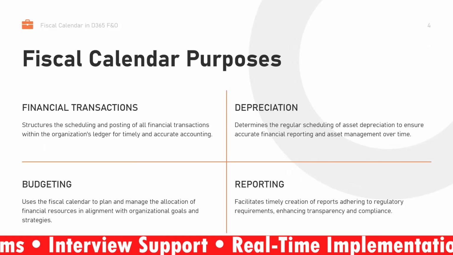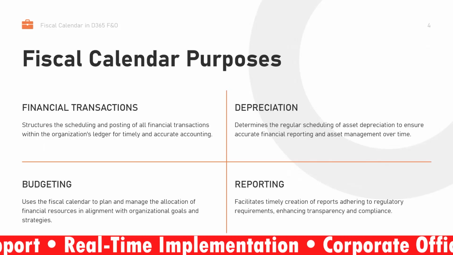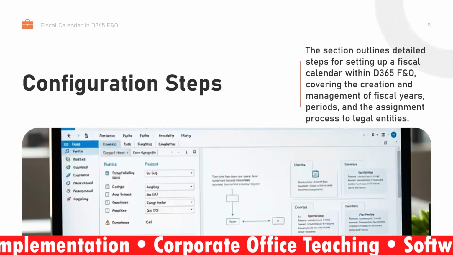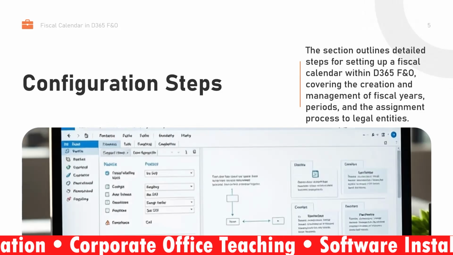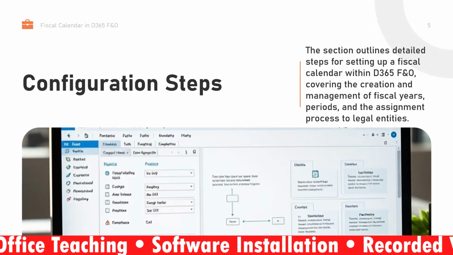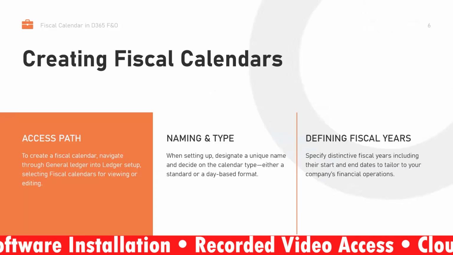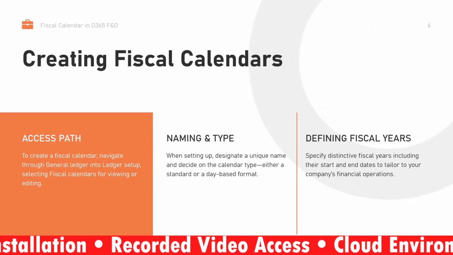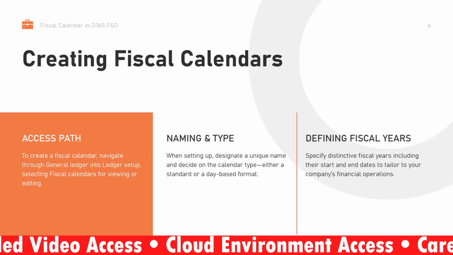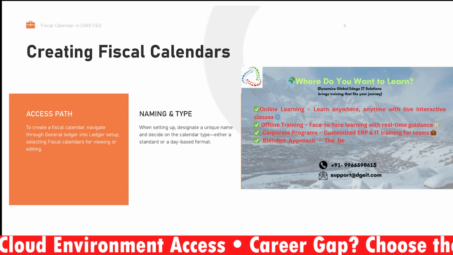And reporting requirements: when you generate a report, you need full information on the time intervals, from and to dates, that we are going to use. Configuration steps: when you want to configure your fiscal calendar, you go to your general ledger module, and there you can create your fiscal calendar. To access it, go to the general ledger module, and under fiscal calendars, you can find fiscal calendar.